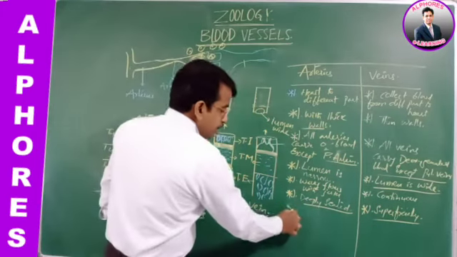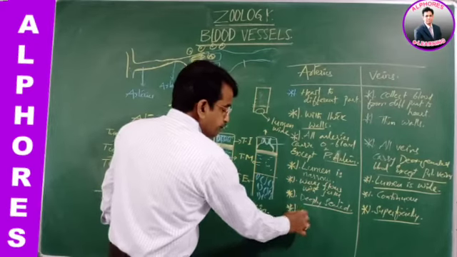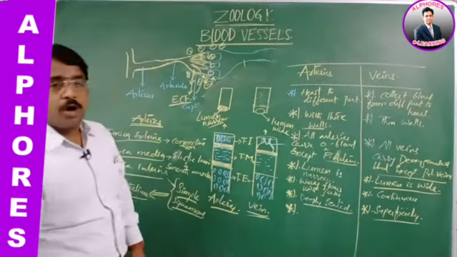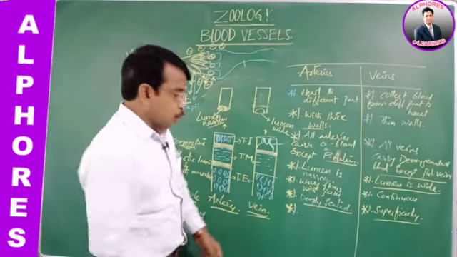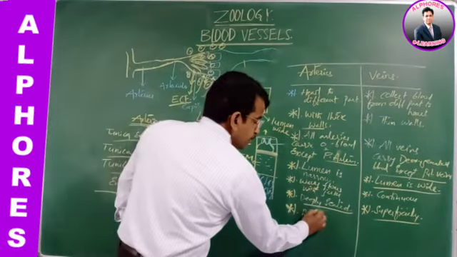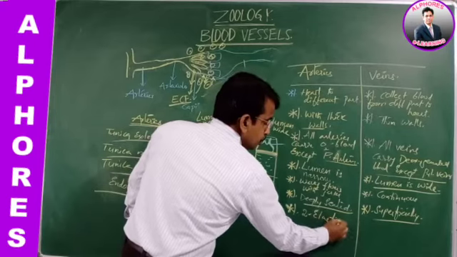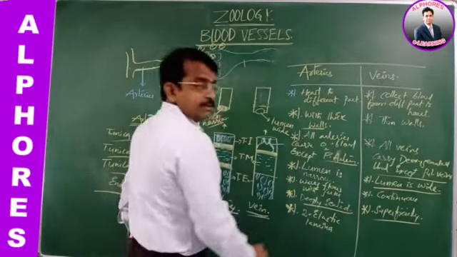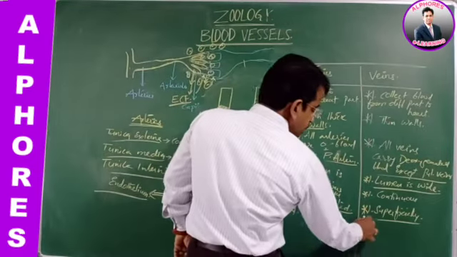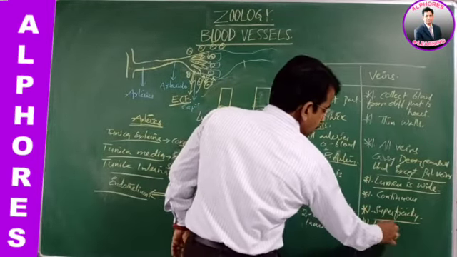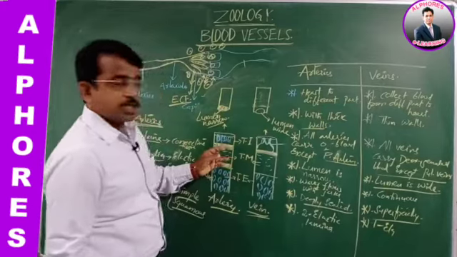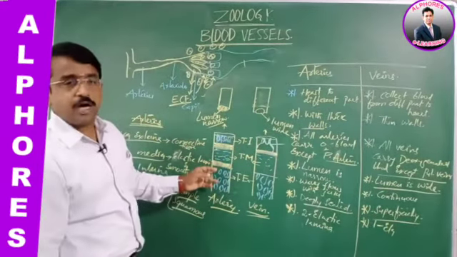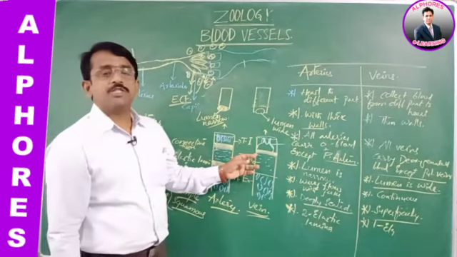Next, the arteries are with two elastic lamina, whereas the veins are with one elastic lamina. Look at here, these are the two elastic lamina we find in the case of the artery. One elastic lamina in the vein.